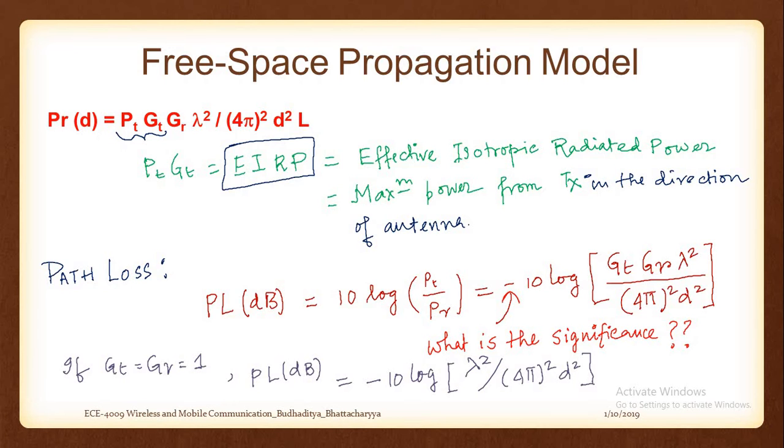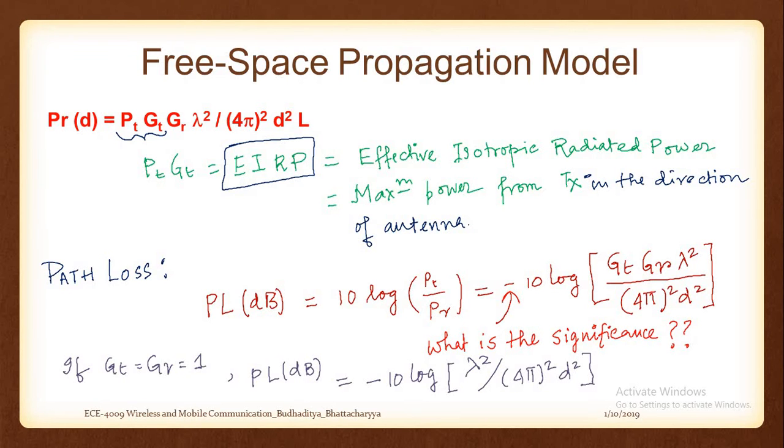And the last equation, as I told you, is also very commonly used in many of the numericals. If GT and GR are 1, that is, for a unity gain antenna, you substitute GT GR as 1 over here. So you are left with minus 10 log of lambda square by 4 pi whole square d square. So this d is basically where you are making a measurement. But the general solution should include d naught, which is a reference distance, and then you have to take into account what is d, where you are making a measurement.